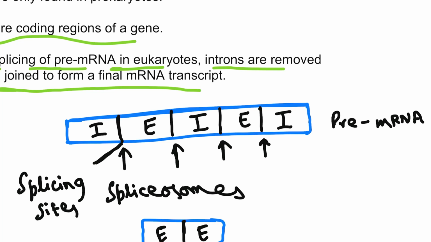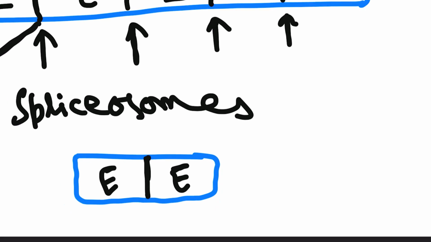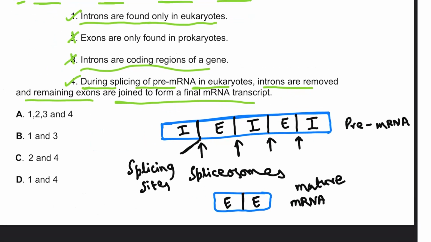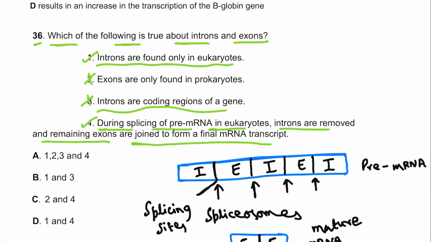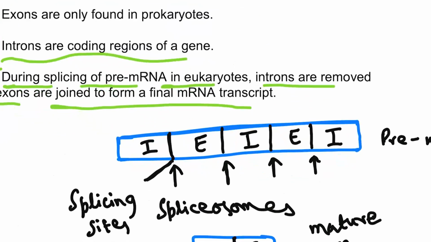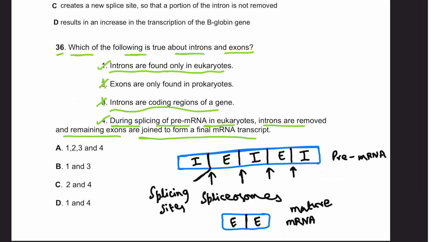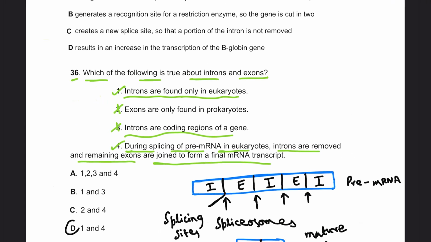This chain or transcript with only exons is known as final messenger RNA or mature messenger RNA, and then this mature messenger RNA is translated at ribosome. So this is true that during splicing, introns are removed and exons are joined to form a final messenger RNA transcript. So the answer is 1 and 4, D.